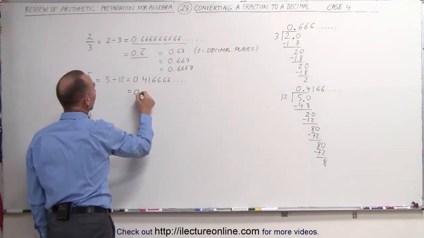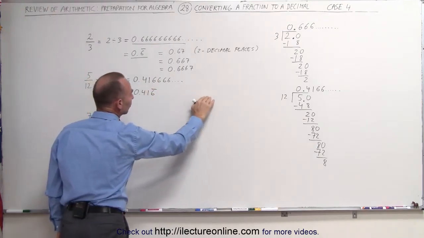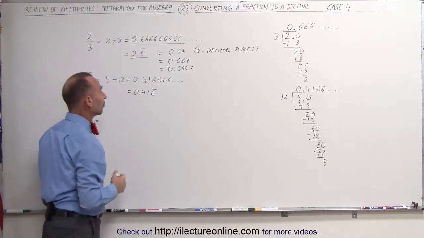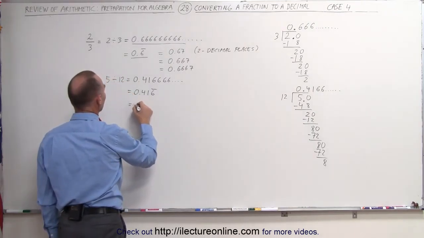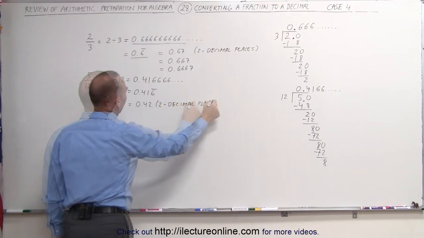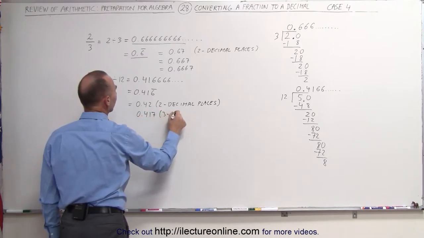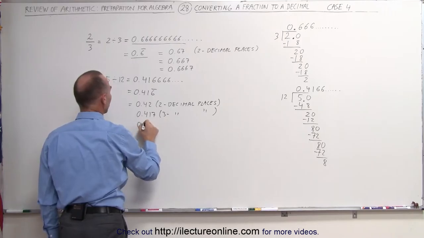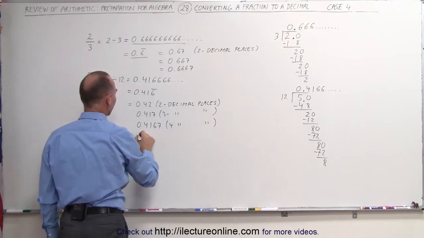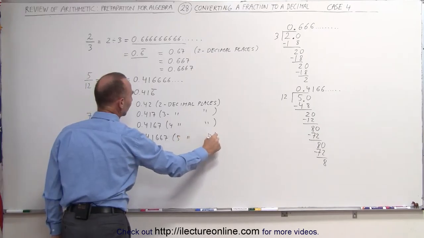Well, again, we can write it the way we did up here. This can be written as 0.416 and put a line on top of the 6. This tells us that now we're going to get continual 6s forever afterwards, or you can round it off to the nearest number after 2 or 3 or 4 decimal places. So this can be written as 0.42 to 2 decimal places. Or you could write this as 0.417 to 3 decimal places. Or you could write this as 0.4167 to 4 decimal places. Or you could write this as 0.41667 to 5 decimal places.